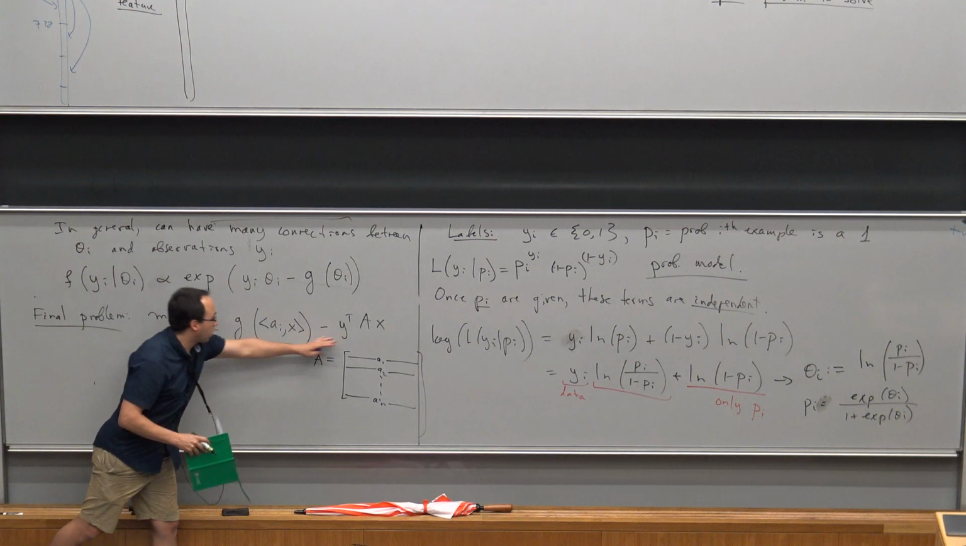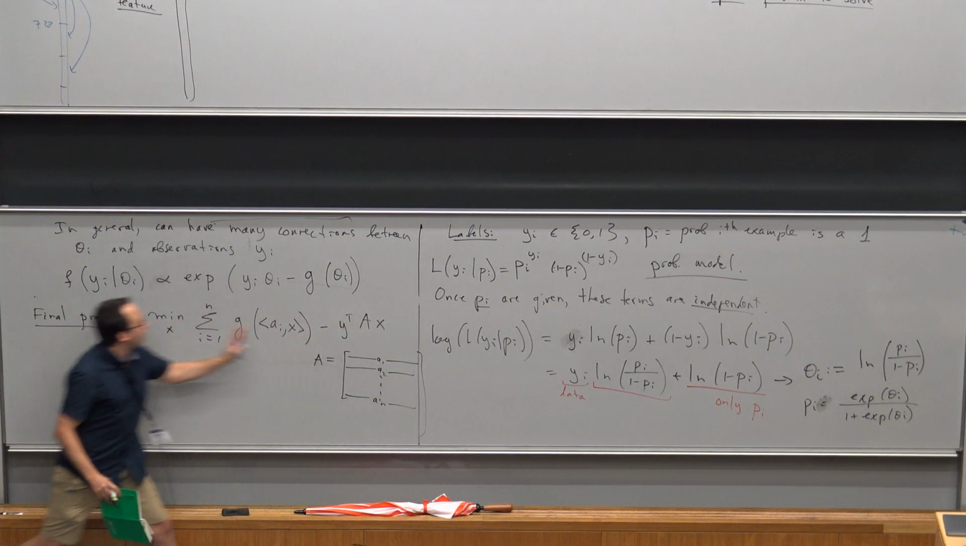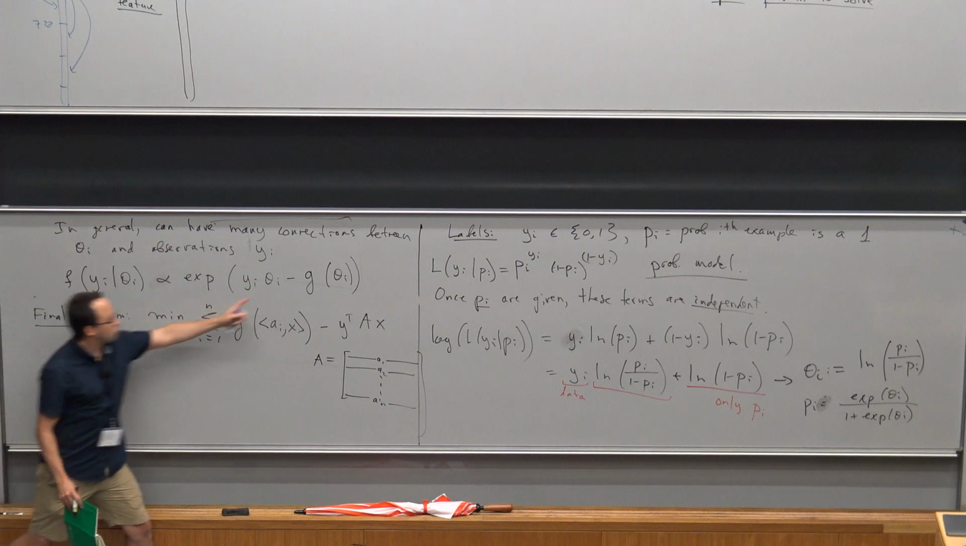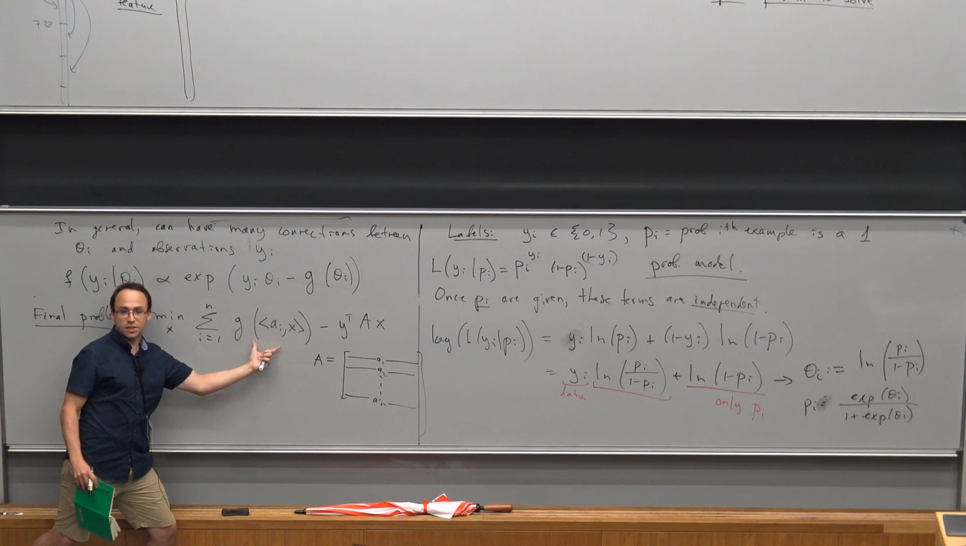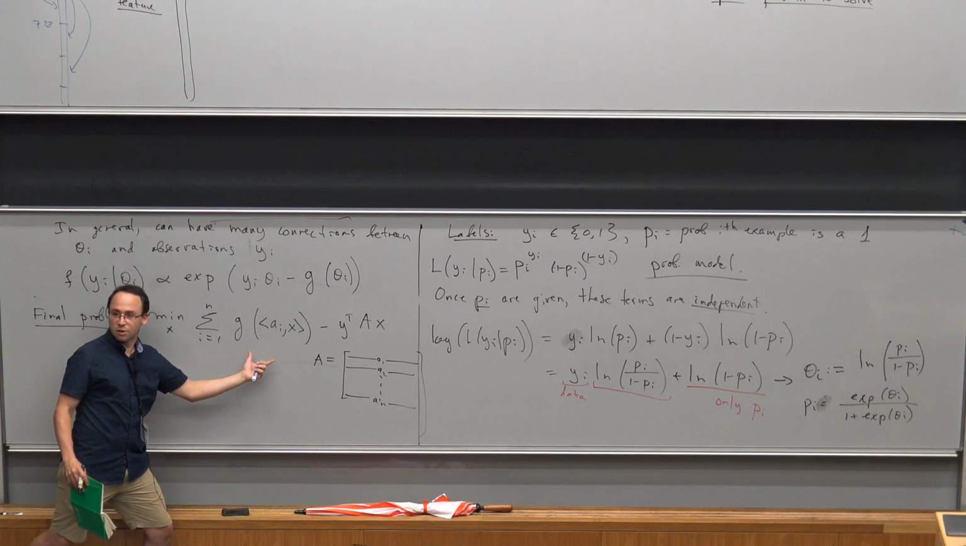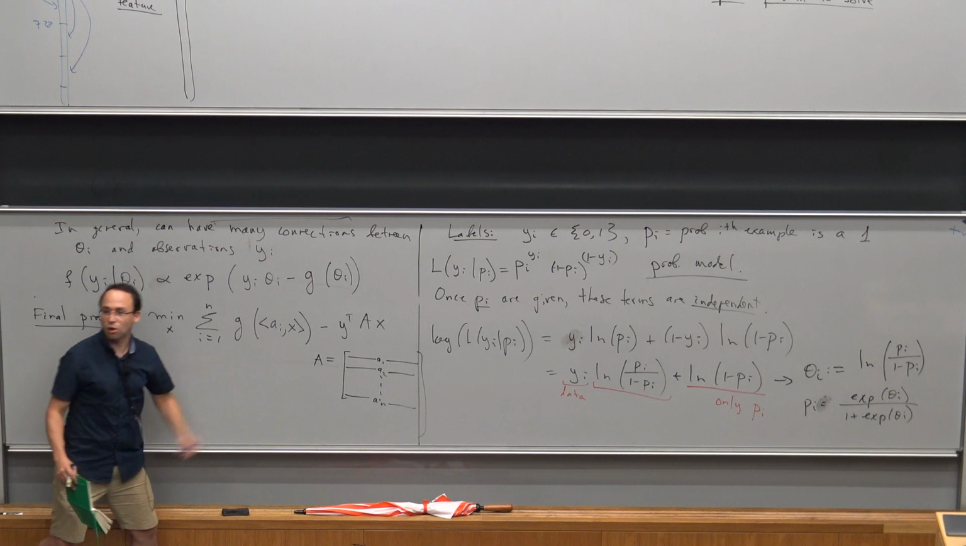So this is not part of the sum. It's always there, regardless of the form of the f or the g. And then this is the meat of it. This is what connects your specific probabilistic or statistical model to the data.